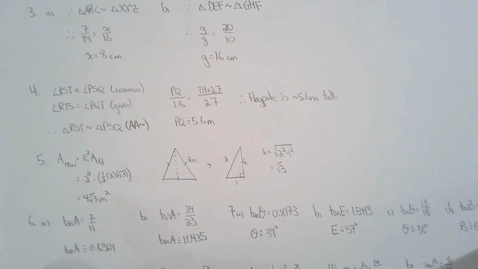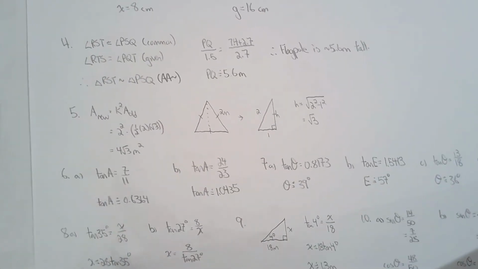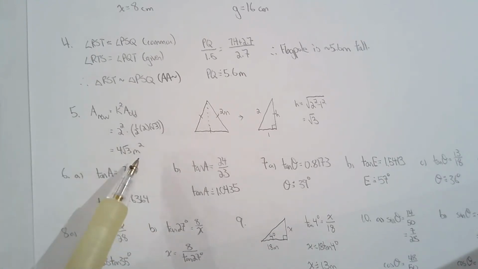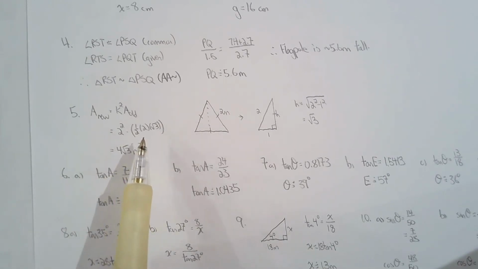For question 4, I have to first show that triangle RST is similar to triangle PSQ, and then once I prove that they're similar, corresponding sides are proportional, so then I can solve for the length of the flagpole. For question 5, this is the relationship between the areas of two similar triangles. So if I know the scale factor is 2, I take the area of the original triangle, let's say, and then multiply by 4 to find the area of the new triangle.